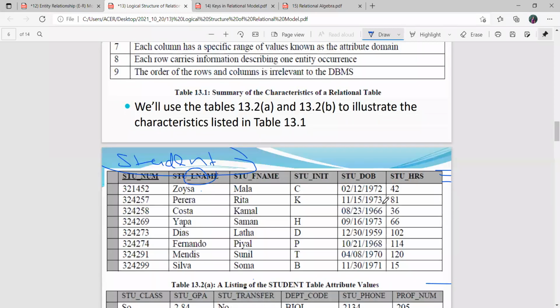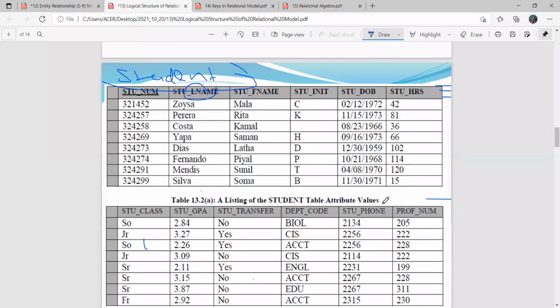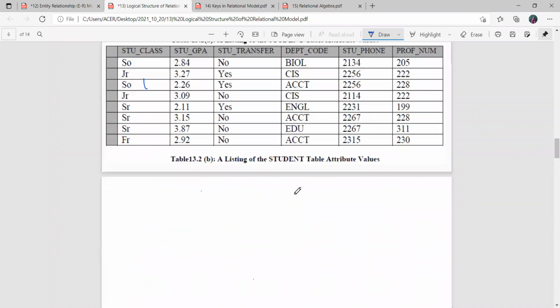And what is the primary key of this table? Identify the primary key. What is the primary key? Student number. Student number is the primary key of this table.